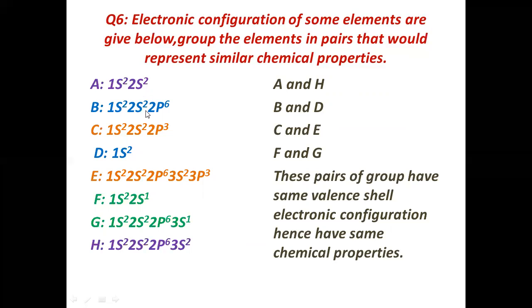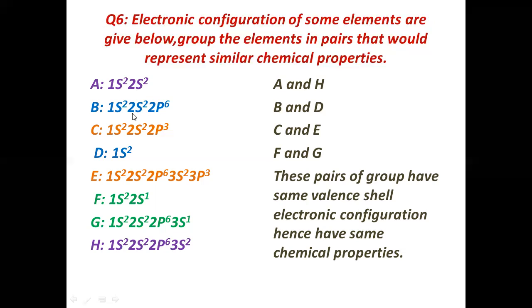Now we have to see another element. This is the purple one. A and H both have 2 electrons in the s subshell or in the outermost shell. So the element A and element H belong to the same group, that is group number 2A of the periodic table, and as a result they have similar properties. Same valence electronic configuration, so same chemical property. A and H are a pair because they have similar chemical properties.